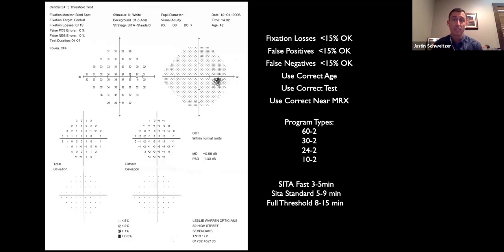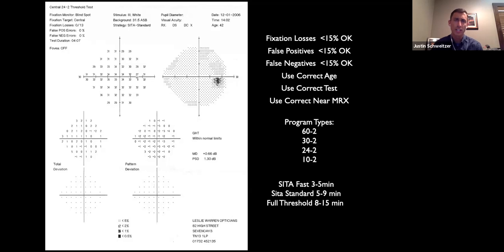You can see in this particular example that fixation losses were 0 out of 13, meaning that a very bright white light was flashed at the patient very close to that fixation target in the field, and every time the patient picked it up, they clicked the button like they should. And so the machine is checking to make sure that they're accurately doing what they're supposed to be doing.